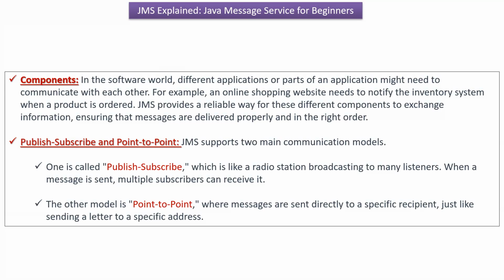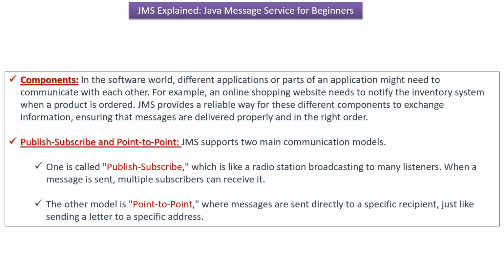Components. In the software world, different applications or parts of an application might need to communicate with each other. For example, an online shopping website needs to notify the inventory system when a product is ordered. JMS provides a reliable way for these different components to exchange information, and JMS also ensures the messages are delivered properly and in the right order.